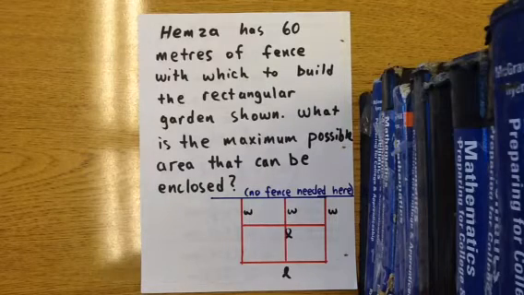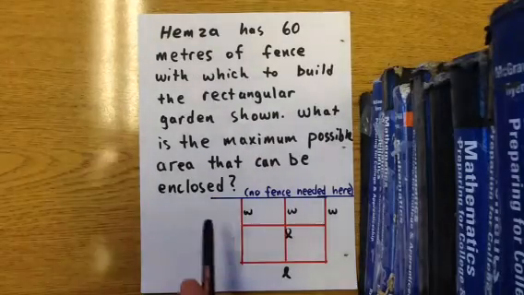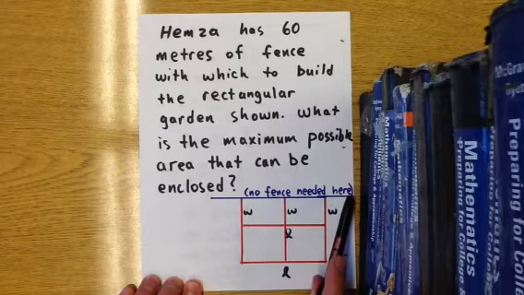In this question, we see Hamza has 60 meters of fence and he wants to build a rectangular garden, as shown. We want to know the maximum possible area that can be enclosed.